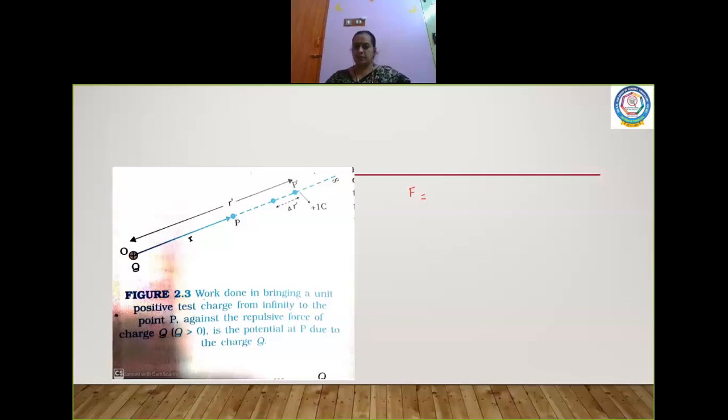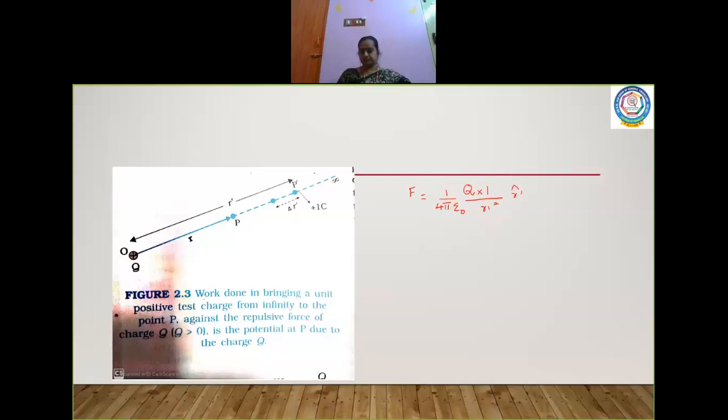I am going to write using Coulomb's law. F is equal to 1 by 4 pi epsilon naught, Q, the magnitude of the source charge, into 1, which is the magnitude of the test charge. And what is the distance between them? Look at the distance between this P dash and O. It is r dash. So that r dash should be in the denominator with a square, into r dash unit vector. Hope you understood this, right? So this is the force between the test charge which is kept at P dash and the source charge.